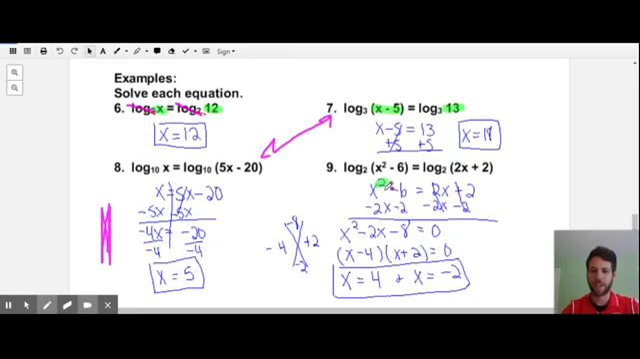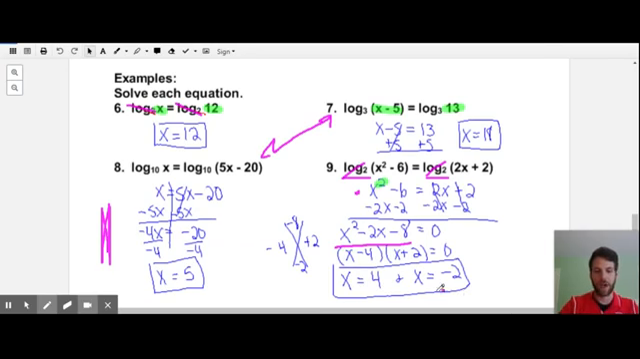And then finally, 9 is a little bit harder because now we have log base 2 on both sides. Once you've gotten rid of the log base 2 parts, we have x squared minus 6 equal to 2x plus 2. Just solve that quadratic, and you could do quadratic formula or factor as you see it in front of you. The answers you would get would be 4 and negative 2.